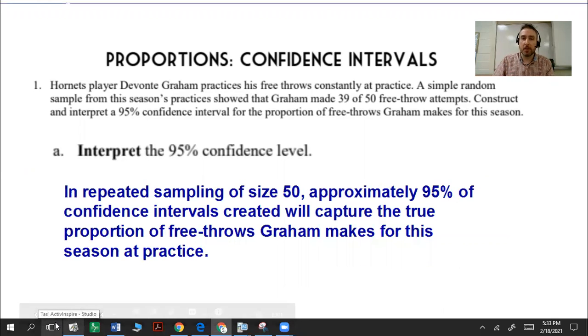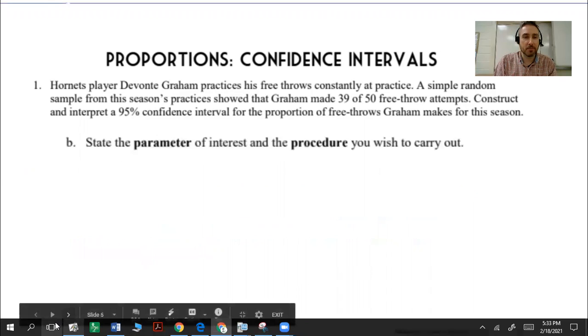So the way I said this was, in repeated sampling of size 50, approximately 95% of confidence intervals created will capture the true proportion of free throws Graham makes for the season at practice. If you need to adjust your answer, then go ahead and do that now. All right, the next part.